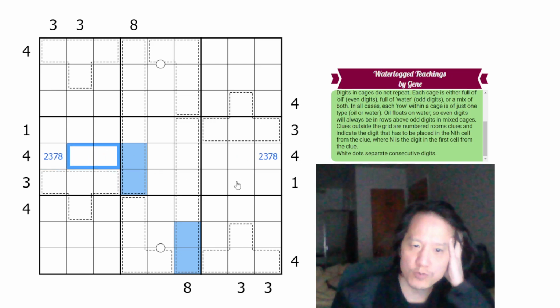So the 4 is one of those two, or the 4 is one of those two. So 4 cannot be one of those 3. So 4 has to be one of those 2, or one of those 3, or one of these 3.